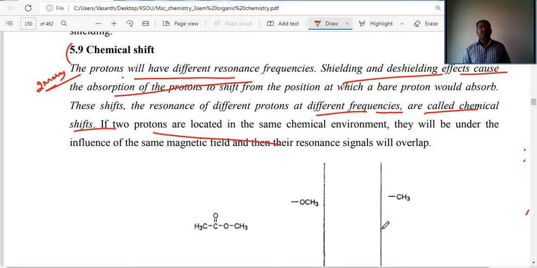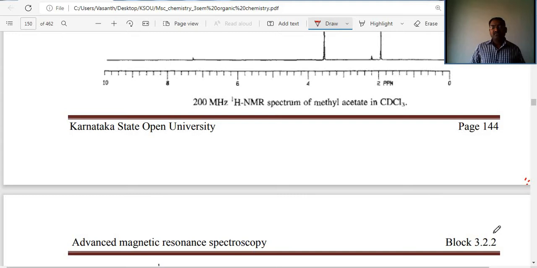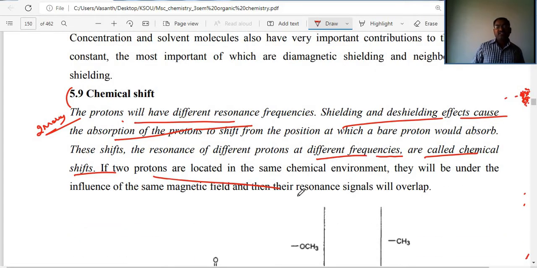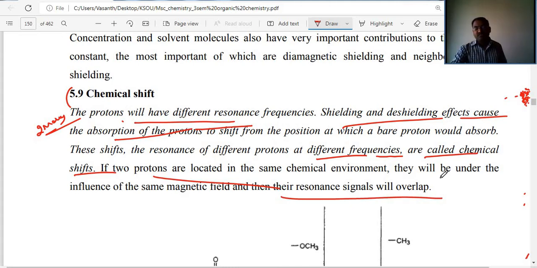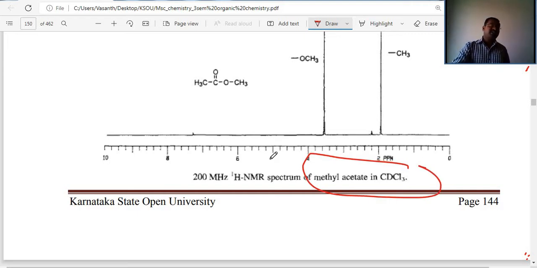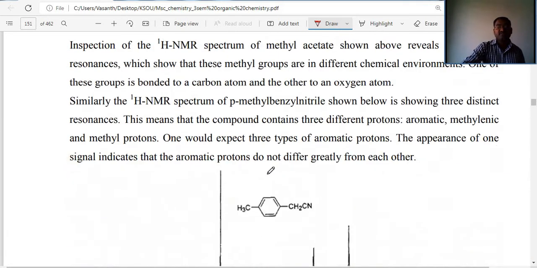If two protons are located in the same chemical environment, they will be under the influence of the same magnetic field and their resonance signals will overlap. This is the NMR spectrum of methyl acetate, CHCl3 where H is replaced by hydrogen.